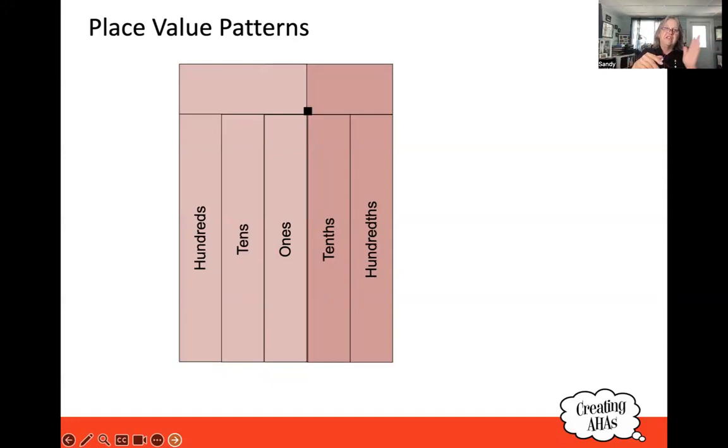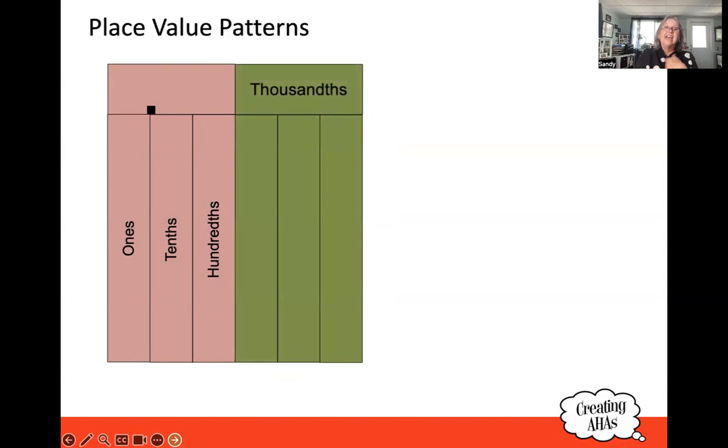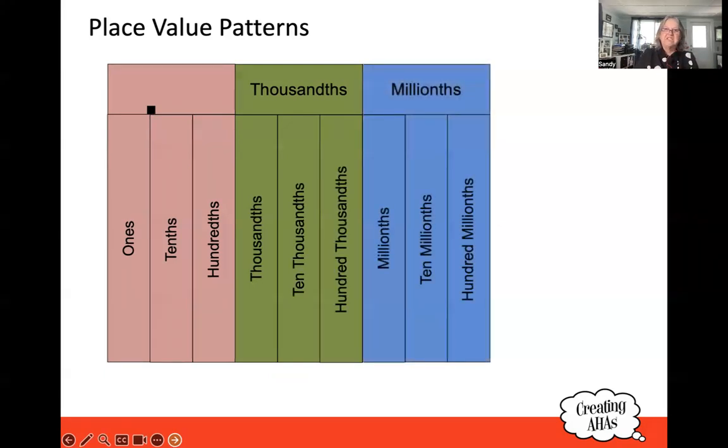If I have ones, tens, hundreds, I can have ones, tenths, hundredths. That ones is key. So what happens for my next period? It would be thousands, and the pattern will repeat. I have thousands, 10,000s, and 100,000s as I move to the right. What's the next period? Millions. Same idea. So that first place, the 1, is key, whether we're working to the left of the decimal point or to the right of the decimal point.